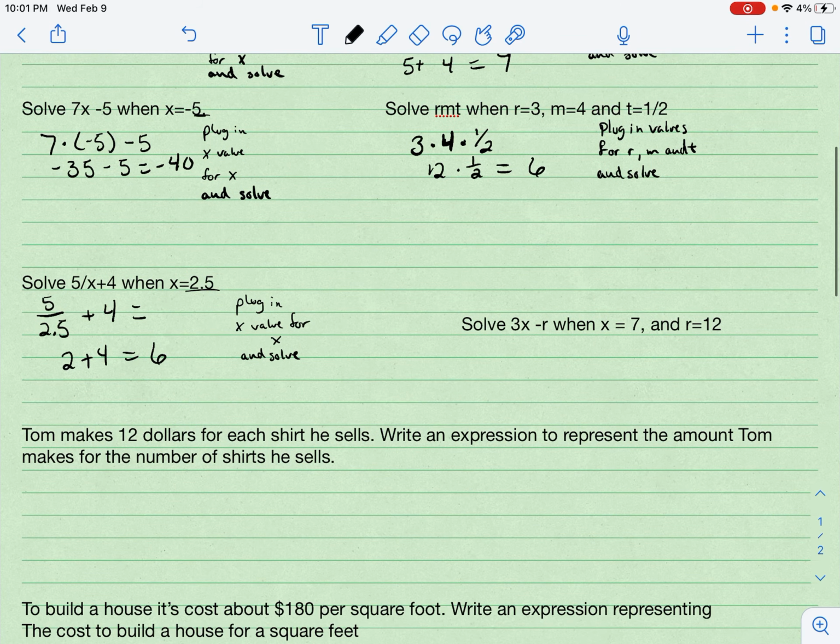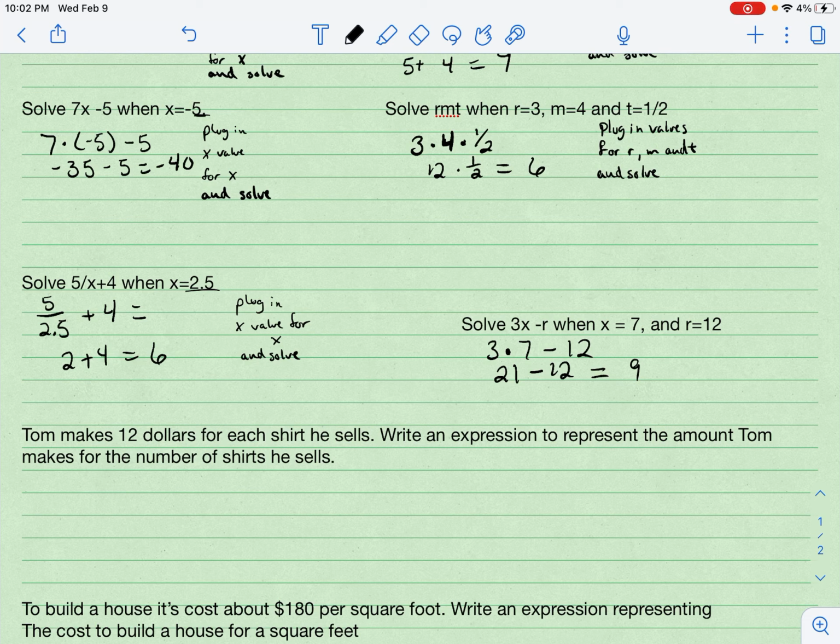Okay, one last one here. Solve 3x minus r when x equals 7 and r equals 12. So once again, we just replace x with 7, and we're going to replace r with 12. 3 times 7 is 21. And remember, you have to follow the order of operations. Multiplication comes first. Minus 12. That's going to equal 9.